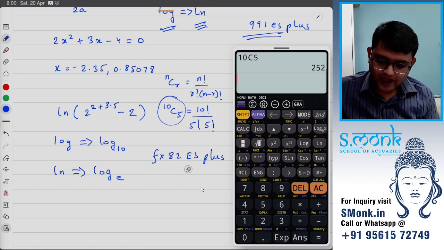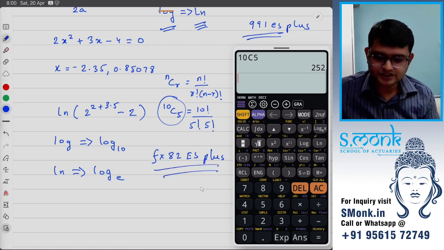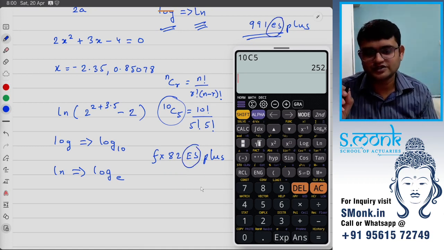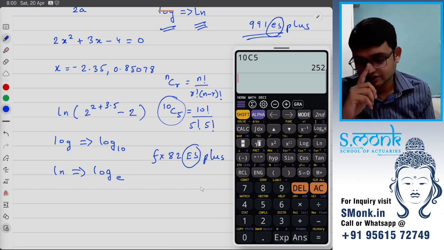So even if you have this 82 ES plus, no problem. As I said, make sure that you have the ES version of any of these calculators. ES version, not the MS version.